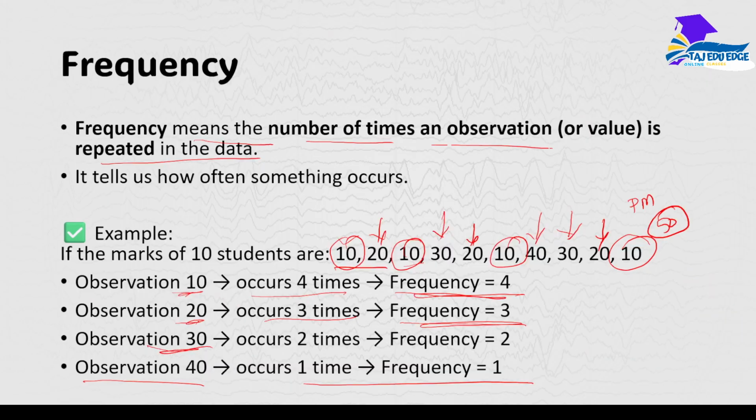So you will be having a 5 marks question in your examination: draw a frequency distribution table. They might give you some marks and you have to write the observation and the frequency. That may be asked for 5 marks in your examination, which we will be solving in the upcoming videos.